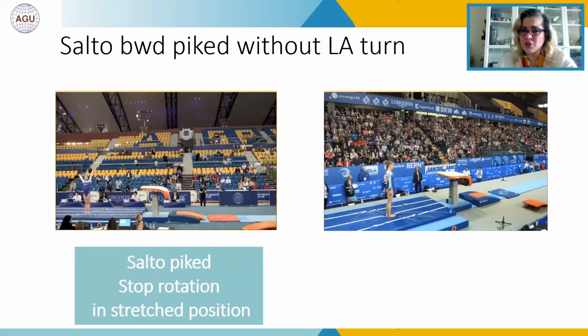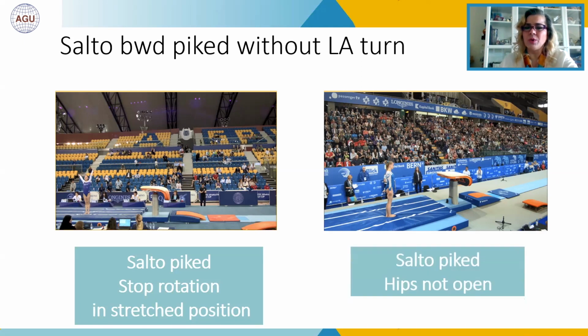In this case, unfortunately, there was no opening at all of the hip angle. So we consider it pike salto because the hips were not open. I hope the difference is clear now.